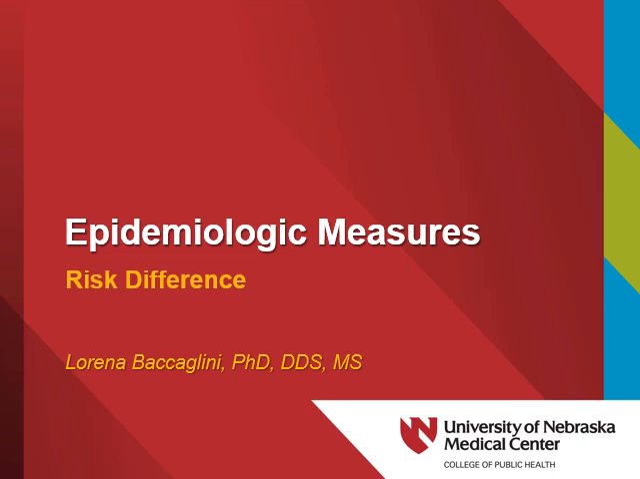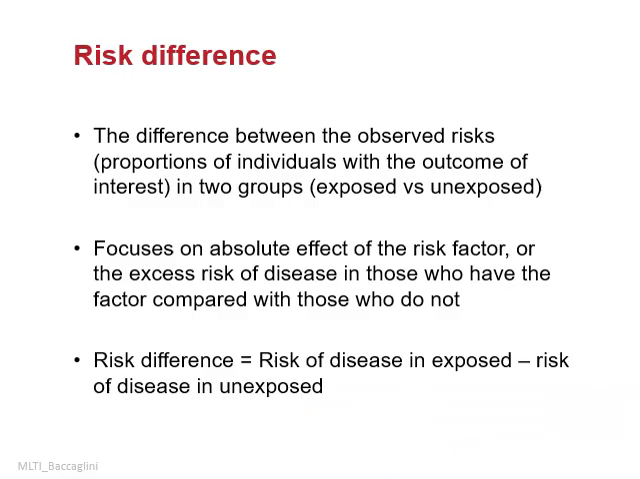In this lecture, we will briefly discuss another epidemiological measure, that is risk difference. The risk difference is the difference between the observed risks, that is the proportions of individuals with the outcome of interest, in two groups. The two groups are exposed and unexposed.